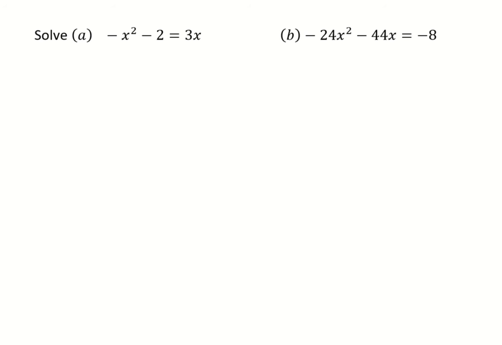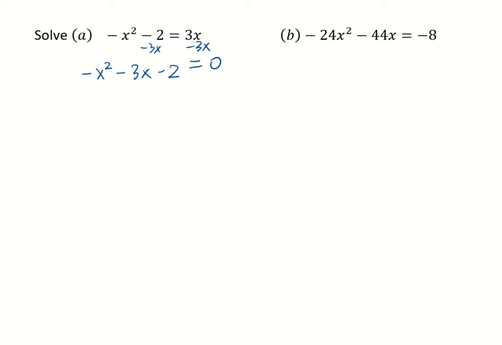In this video, we'll solve these two equations. Let's look at problem A. Okay, first, we want to make one side equal to 0. So subtract 3x on both sides. So we will end up having negative 3x squared, then it's the x term, minus 3x, then it's the constant term, minus 2 equals 0.